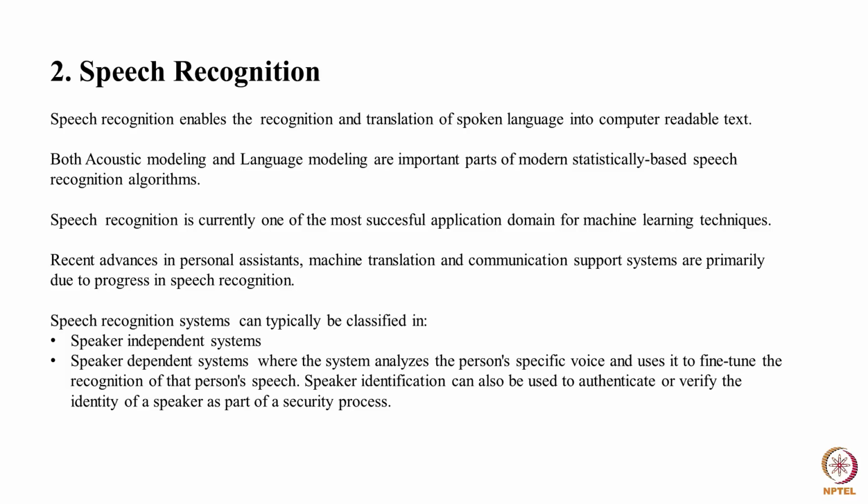There are two kinds of recognition systems. On one hand, you have speaker-independent systems that could be used by any person that happens to use them. Or you have speaker-dependent systems where you actually train the system based on a specific person's voice. So you tailor the system and fine-tune the recognition for that specific person. And also related to that, of course, this technology can be used for identifying speakers.